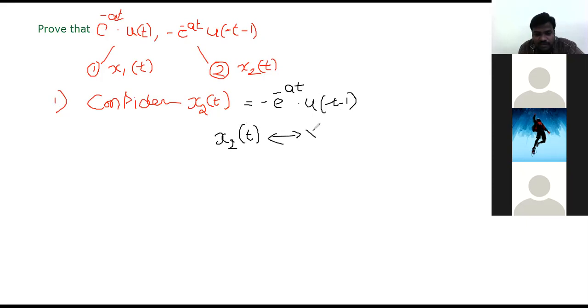See, always the transformed variable is represented with capital letters, not small letters. So here it is x2 of s. Now x2 of t and x2 of s are the Laplace transform pair. So again, by seeing the definition, now you just see.